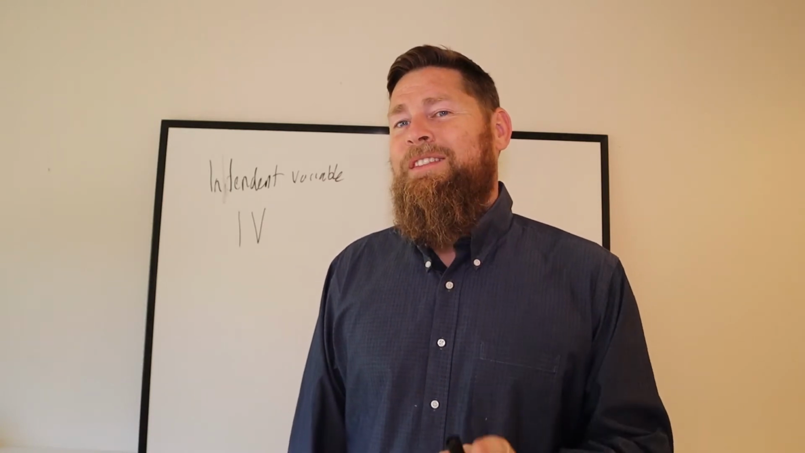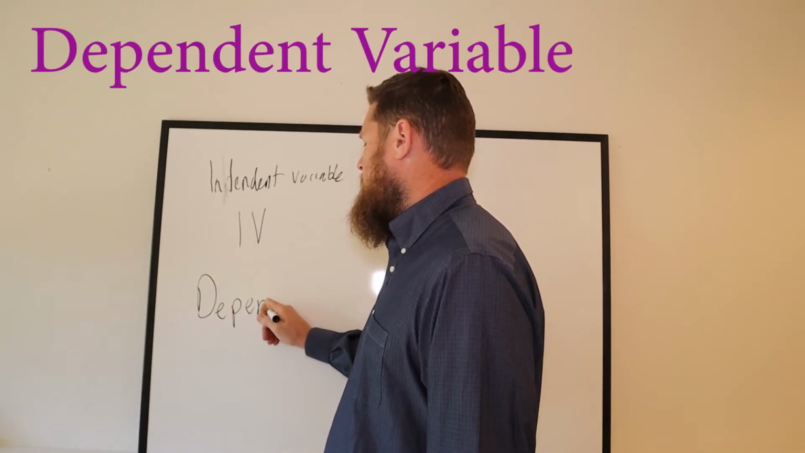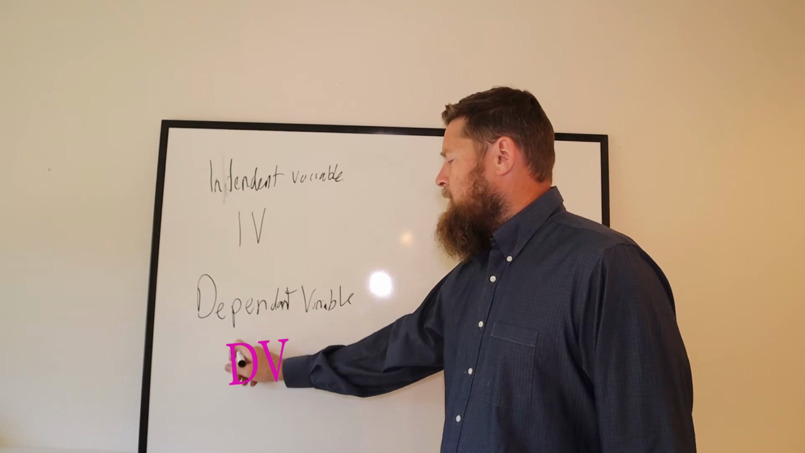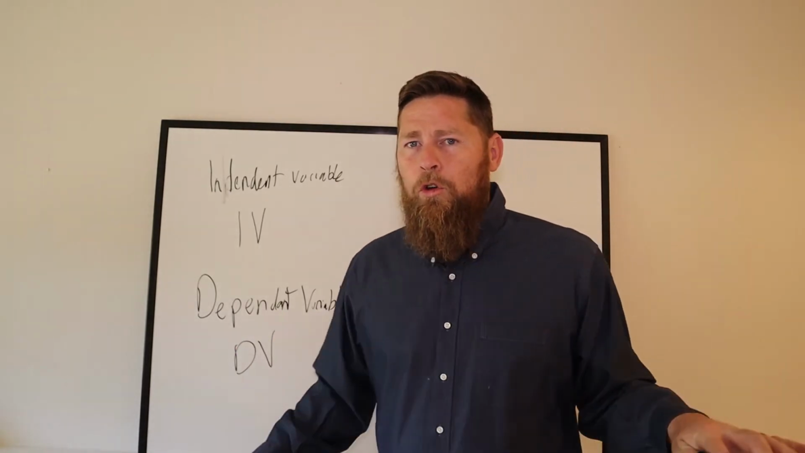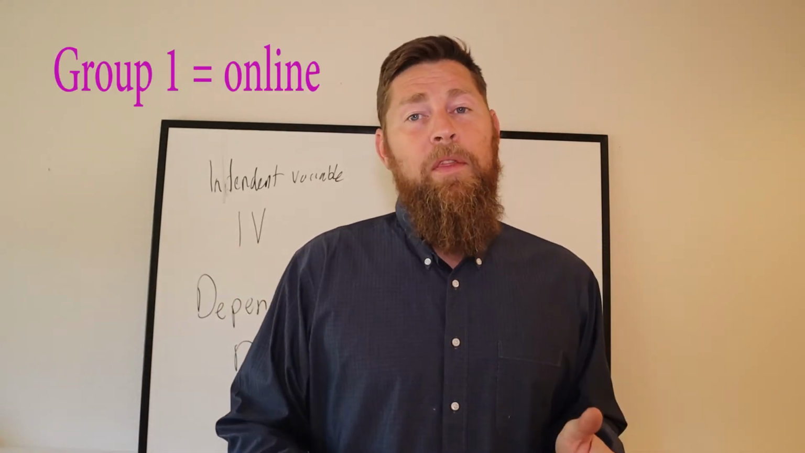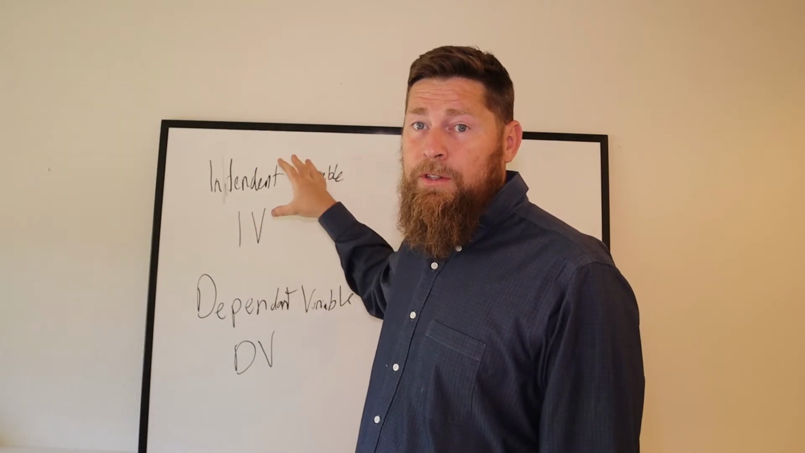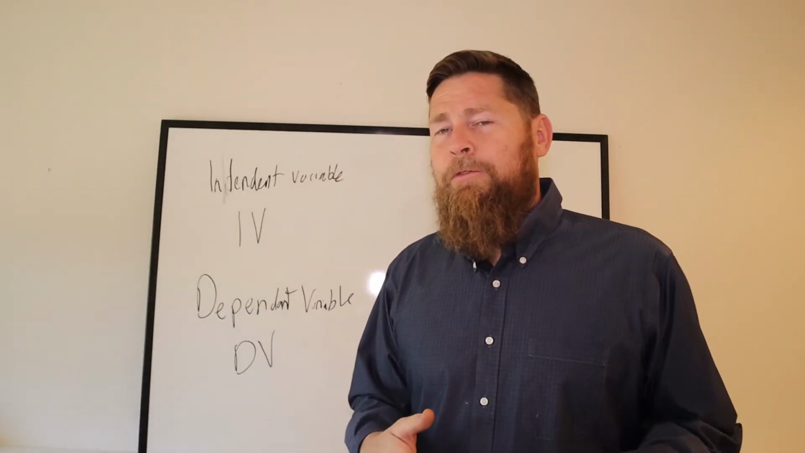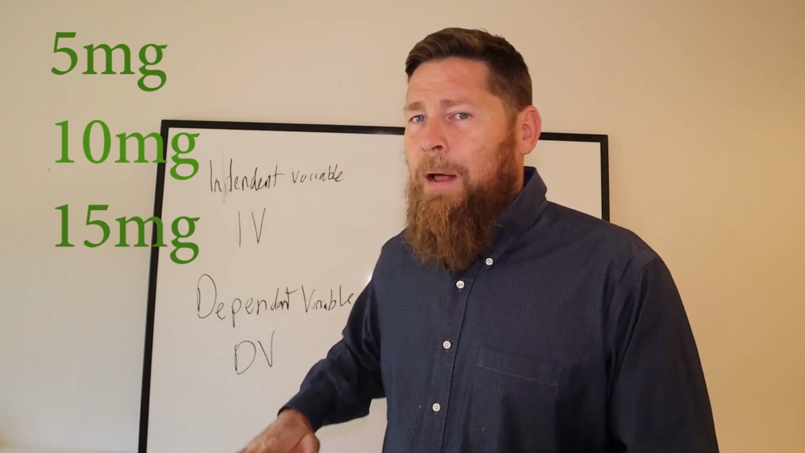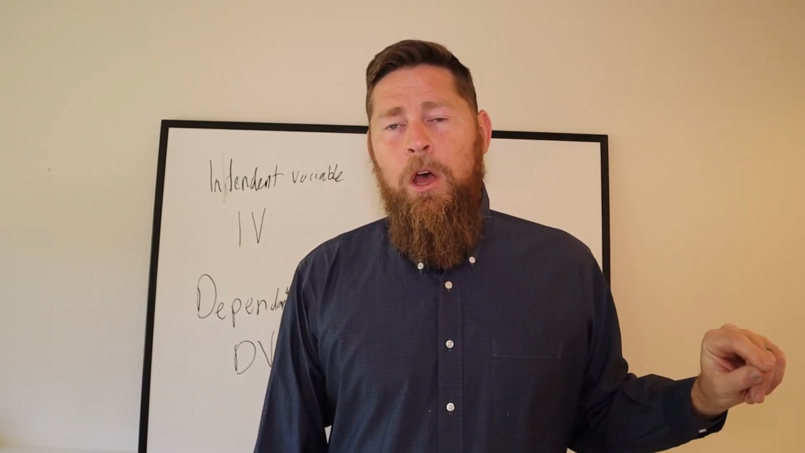But I'd have to measure students on the same exact measurement, and so that one is called the dependent variable. The dependent variable, or DV, is the thing that we measure across all groups. So let's say I had a group that goes all online, one that comes back hybrid, and one that is fully face-to-face learning. I could have 3 versions of the independent variable. There could be 3 treatments, right? If I had a drug and I gave you 5 milligrams, 10 milligrams, or 15 milligrams, there could be 3 different things. But I have to measure all those groups on the same dependent variable.